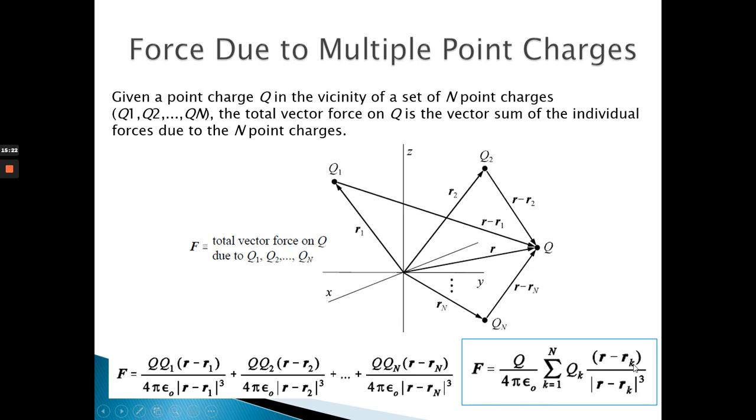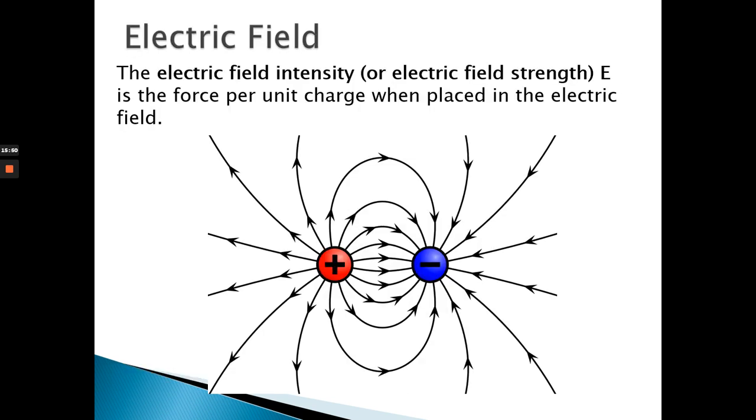Summation of n, and Qk means it will follow this k value, and it will also follow the k. If it's k1, then it becomes Q1, r1. If it's k2, this becomes Q2. If it's k3, then it becomes Q3, r minus r3, and this is r3. It's like this. So this is so far the electric force due to multiple point charges and due to a single point charge. Now we go and discuss the electric field.